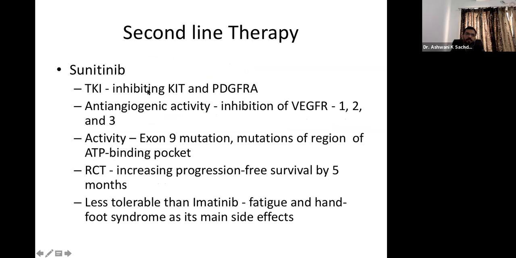Okay. So second line therapy is sunitinib. It's also a tyrosine kinase inhibitor. It inhibits KIT and PDGFR protein, and it also has anti-angiogenic activity. There is inhibition of VEGFR 1, 2, 3, and activity is against exon 9 mutation and mutations of the ATP binding pocket, that is exon 13, 14, 17, 18. Randomized control trials have shown increased progression free survival by 5 months, and it is less tolerable than imatinib, with fatigue and hand foot syndrome as the main side effects.